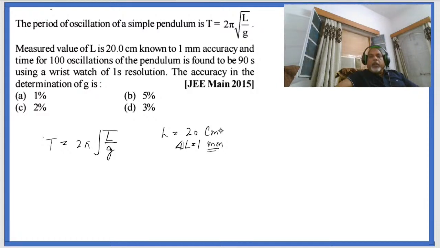Now delta T is 90 second and there the accuracy is basically 1 second. So accuracy in determination of g we have to find out.